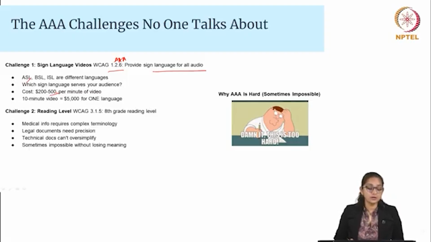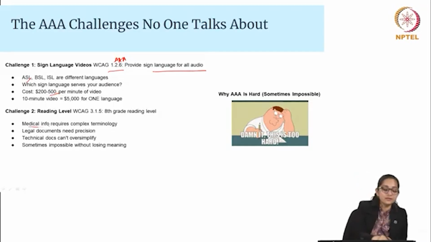Another challenge is reading level, say WCAG 3.1.5, 8th grade level reading. That means the text is so simple to understand that it doesn't impose a lot of cognitive load on the users, which may require a lot of rewriting of the material, employing copywriters. And it may not be possible to rewrite everything either.